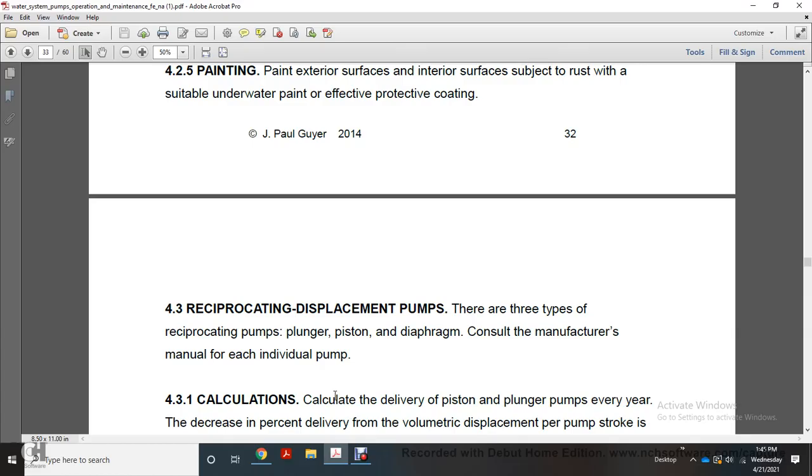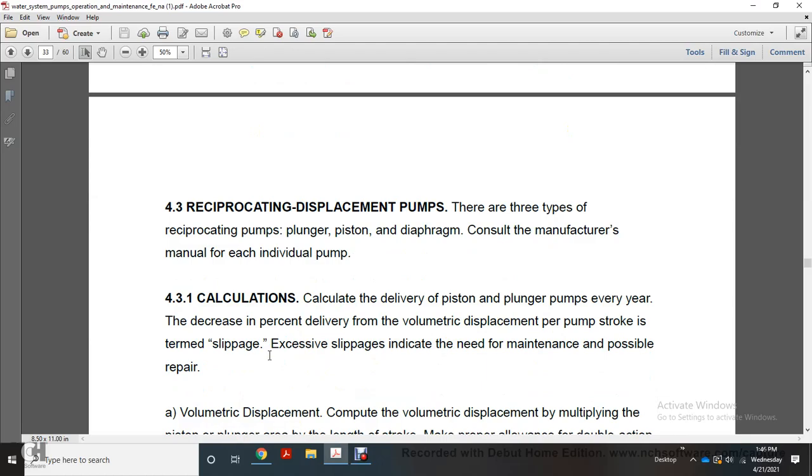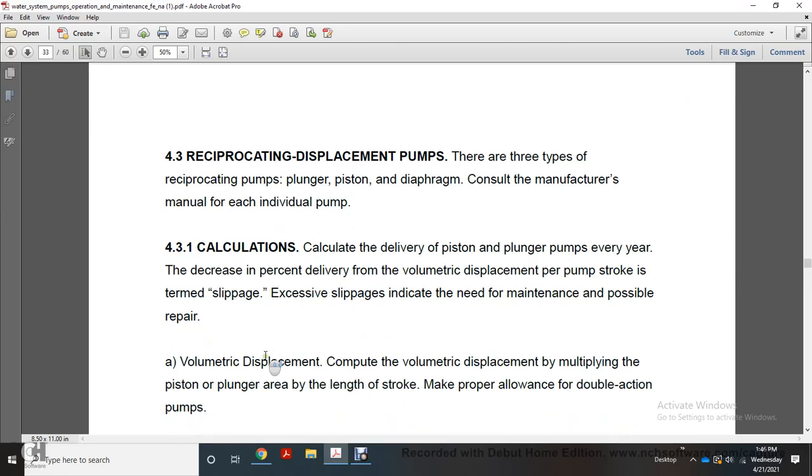4.3 Reciprocating displacement pump. There are three types of reciprocating pumps: plunger type, piston, and diaphragm. Consult the manufacturer's manual for each of them individually. Calculate the delivery of piston and plunger pumps every year as a percentage of delivery against the volumetric displacement of the pump per stroke. The term is slippage. Excess slippage indicates the need for maintenance or possible repair.